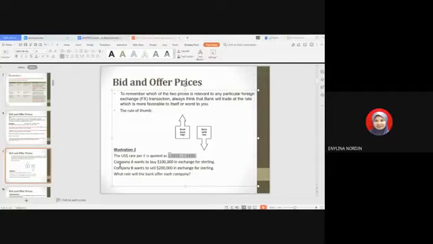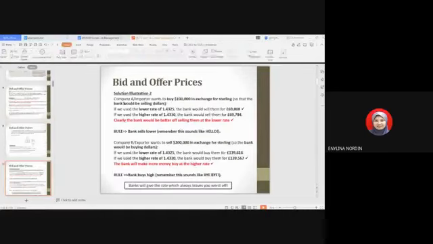Let's say there is a company, called company A, that wants to buy $100,000 in exchange for sterling. So how much sterling? The company wants to buy dollars from the bank, so this company will carry the pound. That means how much pound should this company pay to the bank in order to get $100,000? So how are we going to deal with this kind of situation? Look at the next slide.